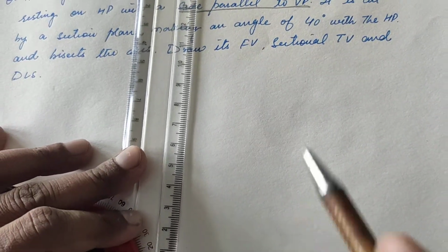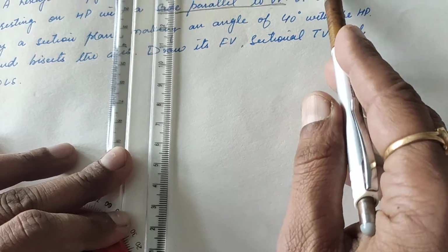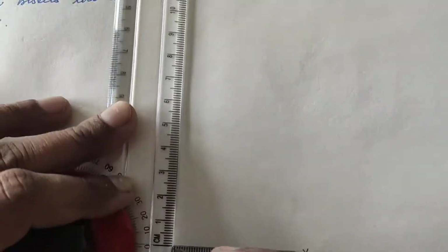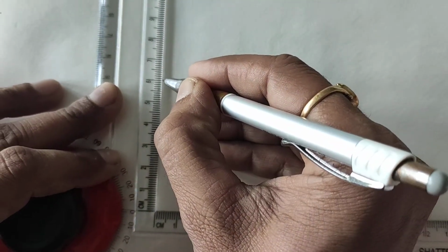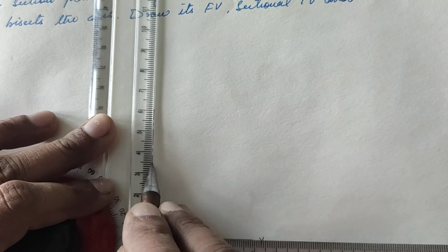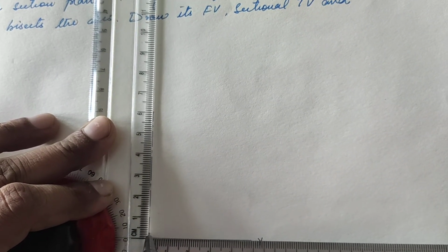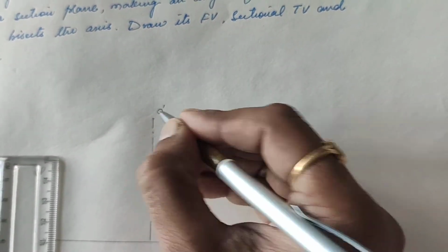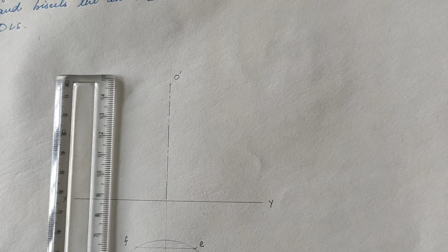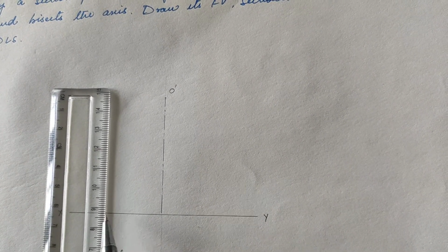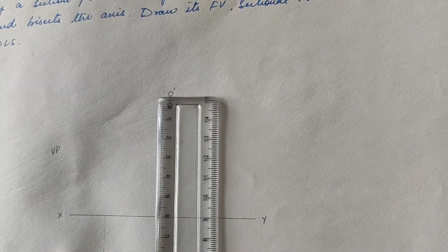in the front view, and the height of the axis, the height of the solid, is 60 mm. So mark a point at 60 mm and draw a center line. Okay, this point is our O dash. Project all the points from the top view in the front view.